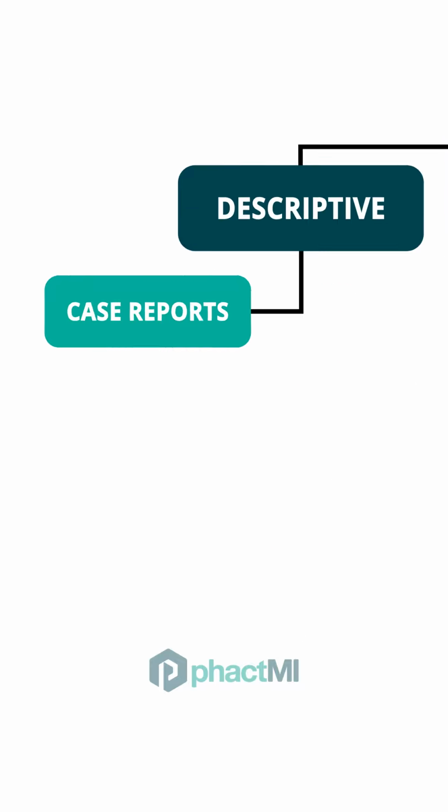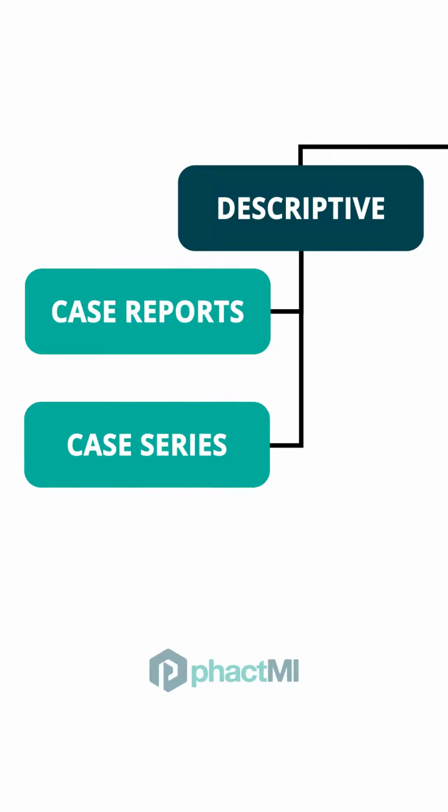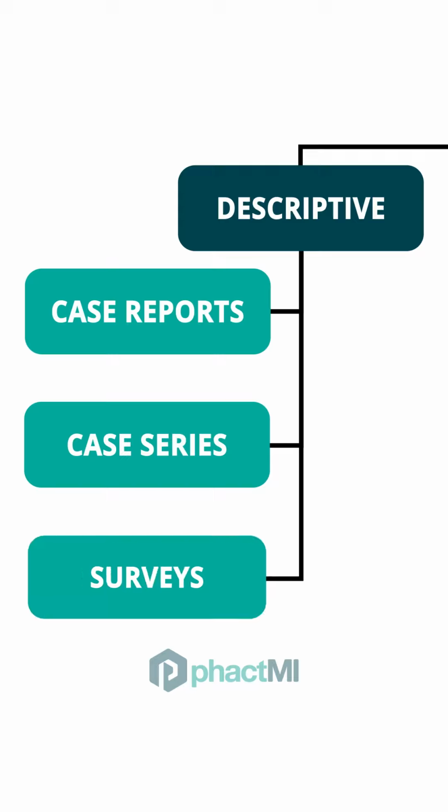Common types include case reports, which are detailed accounts of a single patient's unique condition or treatment, case series, which are collections of similar cases showing trends across a few patients, and surveys, which involves collecting data from a population to assess opinions, behaviors, or health status.